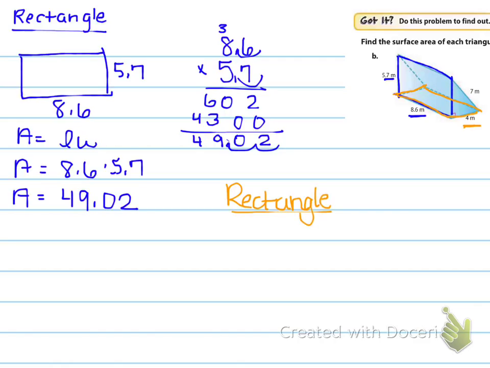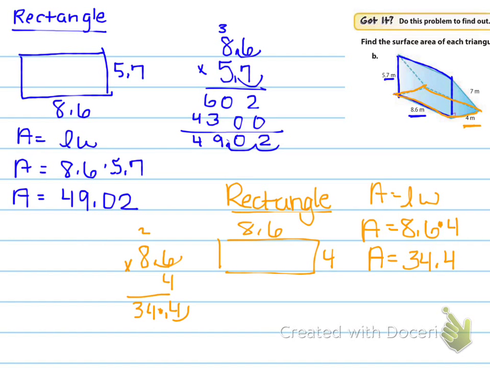We'll draw ourselves a rectangle again, and that's going to have 4 and 8.6. So then let's fill that into the formula. As you can tell, we have the area of this rectangle on the bottom, so our bottom is going to be 34.4. So now let's go on to the next page again.